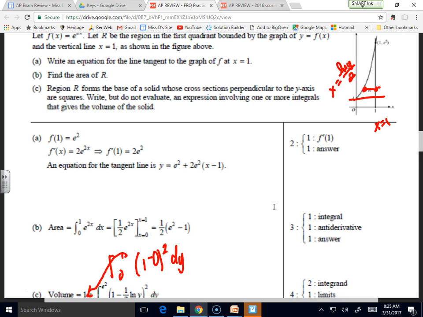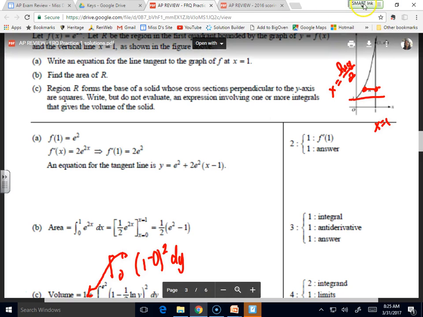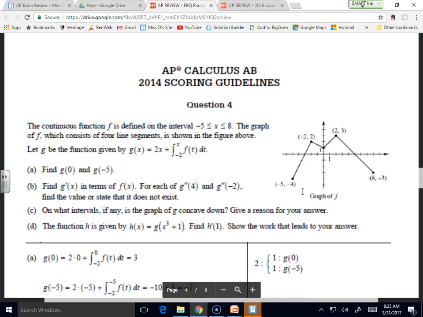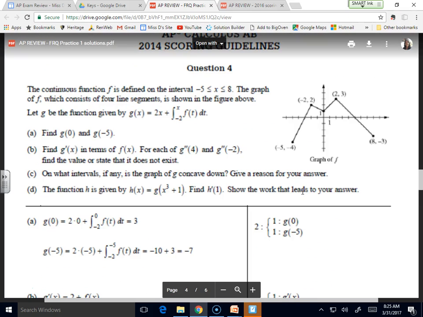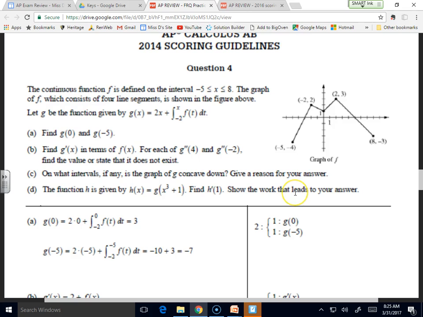Are there any other FRQ or FRQ parts you guys want to see particularly? Yeah, Bridget. Number 4. On this same one? D? Yeah. Okay. I know we're using FTC part 2, but I don't know what. I can go to D now.